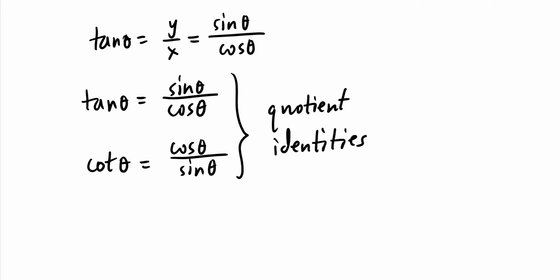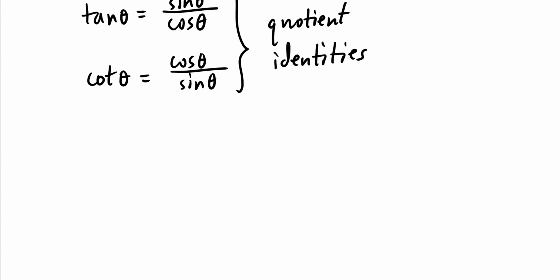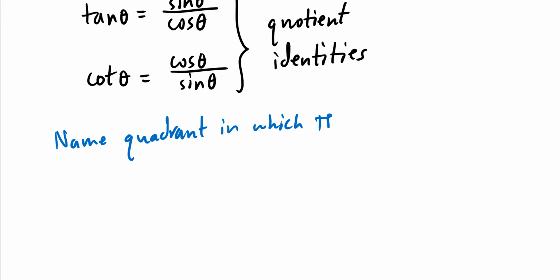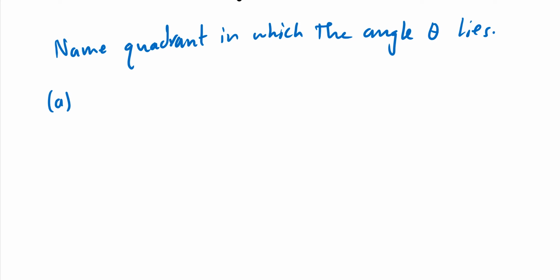And to practice now on the signs that we introduced earlier, in which quadrant each one is positive and negative, let's say: name the quadrant in which the angle theta lies. Let's say part A, if sine theta is given to us as 3/5 and cosine theta is negative 4/5.